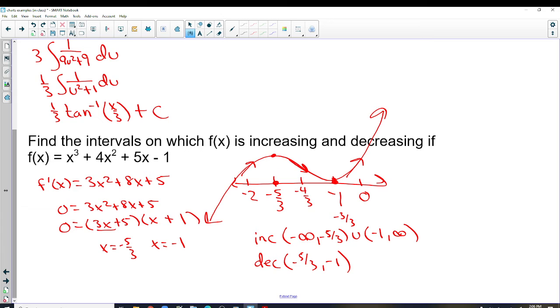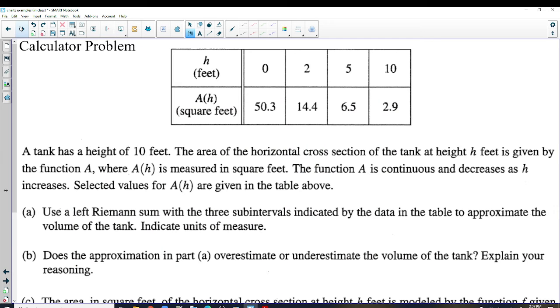All right, with your partner, try the last one. See what you come up with. It is a calculator problem. If you're watching this at home, you're going to have to fast forward a little bit. Okay, left, right, and south. You got the three.